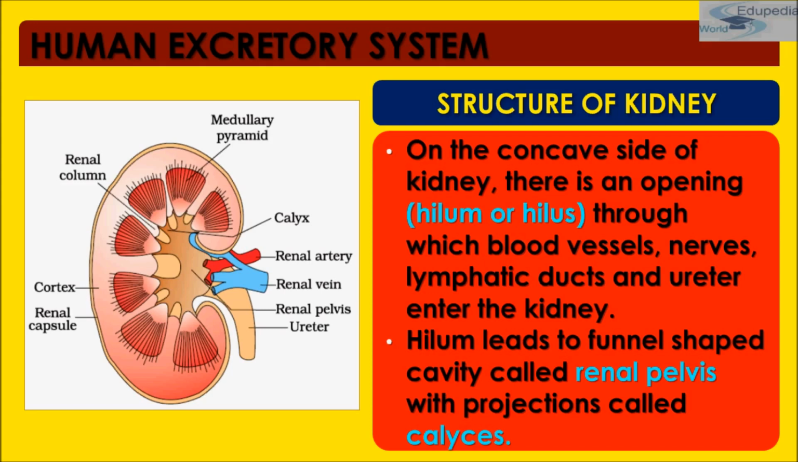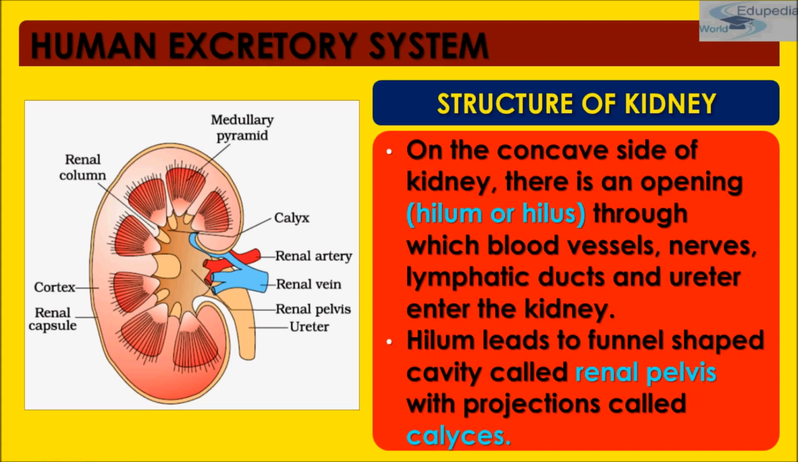Each pyramid has a broad base that is attached to the cortex and a narrow apex, which we call the papillae. The pyramids show striations which pass radially towards the apex. This is the apex and this is the broad base, and these line-like structures are called striations.